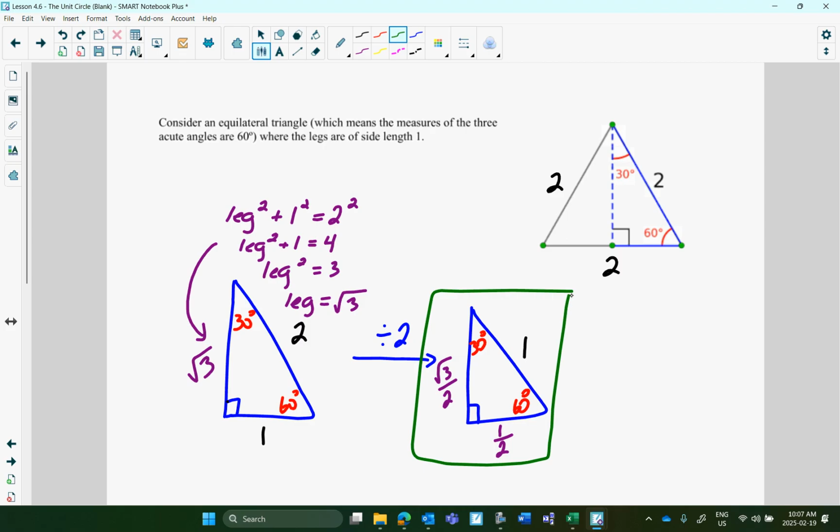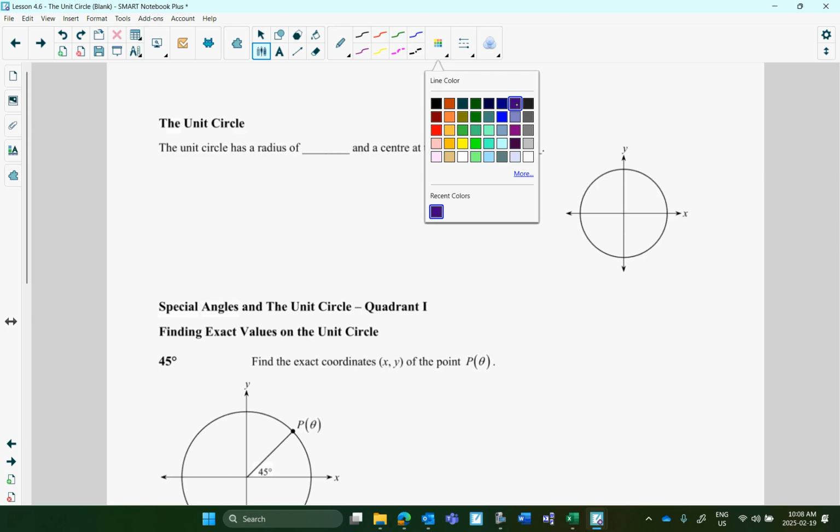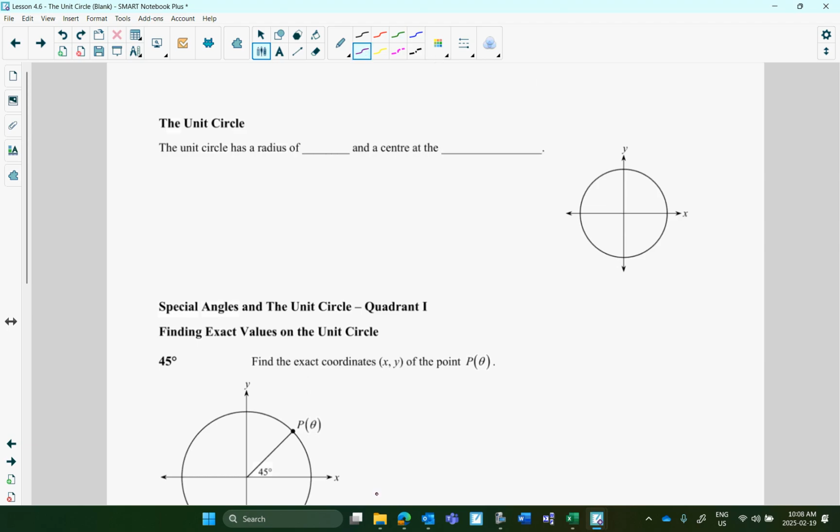So you want to remember those two that we just did, because we're going to put them on a coordinate grid, which is what we're going to do now. And we're going to create something called the unit circle. Okay? What does the word unit mean? 1. So a unit circle has a radius of 1 and a center at the origin, 0, 0.